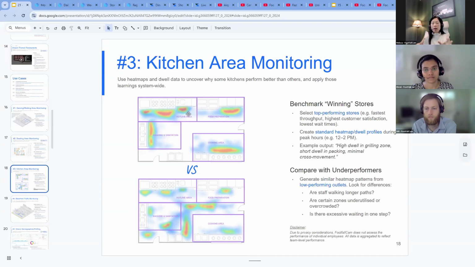So what does the heat map look like? So you may probably find that they're very focused. They're very hot. The staff is just focused there and not moving around. That could reflect a good preparation. So they don't have to be like, for example, this is a good one versus this is a poor one, underperformance, because they're not in their station most of the time.